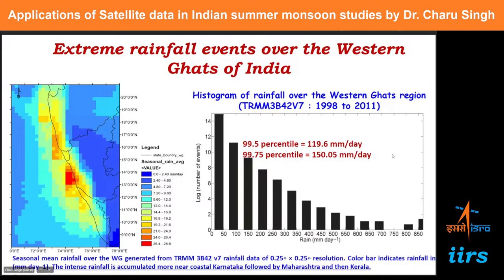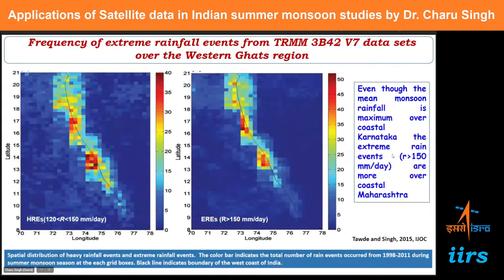And if we compare the spatial distribution of the number of events over the Western Ghats region, we find that heavy rainfall events are more in coastal Karnataka, but for extreme rainfall events, which are more than 150 millimeter per day, the number of events is shown here in this color bar. We see that the number of extreme rainfall events in the category of 150 millimeter per day or more is higher in the Maharashtra region, whereas the seasonal mean rainfall was higher in Karnataka. Therefore, we don't find any relationship between the mean monsoon rainfall and the number of extreme rainfall events happening over a particular region.